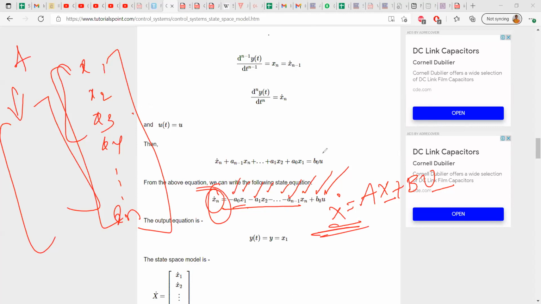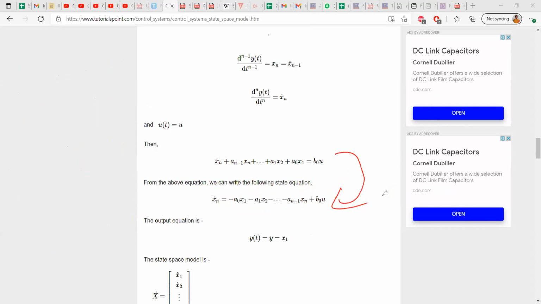Is it clear how we convert this to this one? Why we are leaving the last term as the differential term, to find the differential state vector.